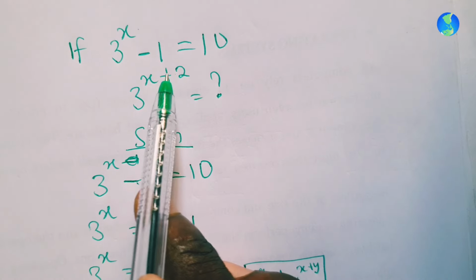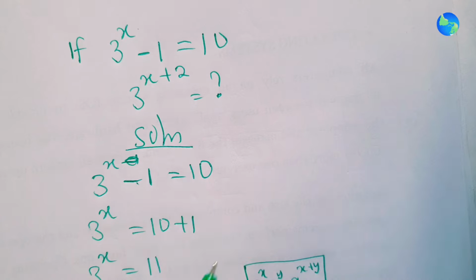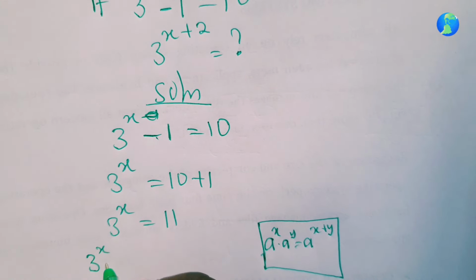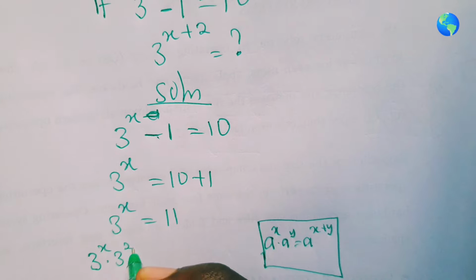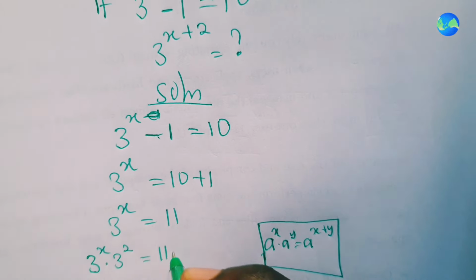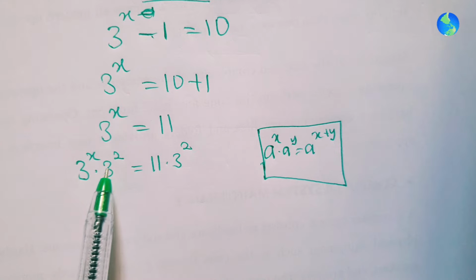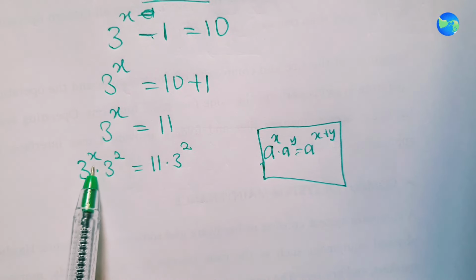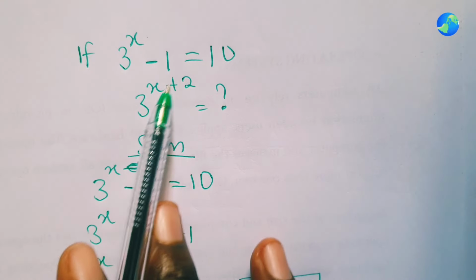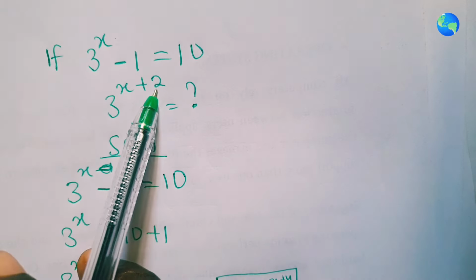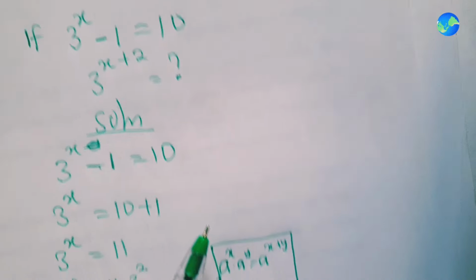Since they said x plus 2, it tells me that maybe there's something that was done. What if I have 3^x times 3^2 equals 11 times 3^2? This is because I feel if I multiply 3^2 here, I'm going to have the same thing they said here. That's why I'm doing this. So if it were 3 here, definitely I'd be putting 3^3 here, right?